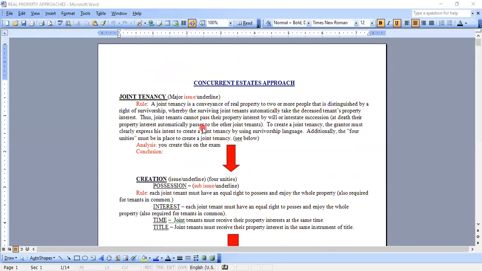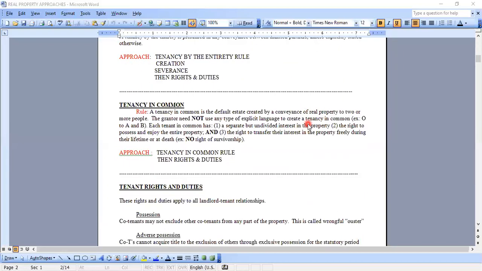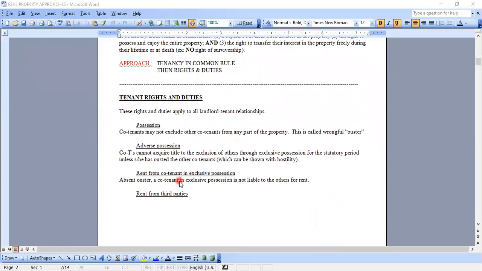Whereas up here, the difference with the joint tenancy, it says here, joint tenants cannot pass their property interest by will or intestate succession. Okay, a little different there. You have to remember those two nuances. Now, tenancy in common, you go over the rule, and then we go down to rights and duties. Okay, so these are the rights and duties of the tenant. Tenant rights and duties. These rights and duties apply to all landlord-tenant relationships also.